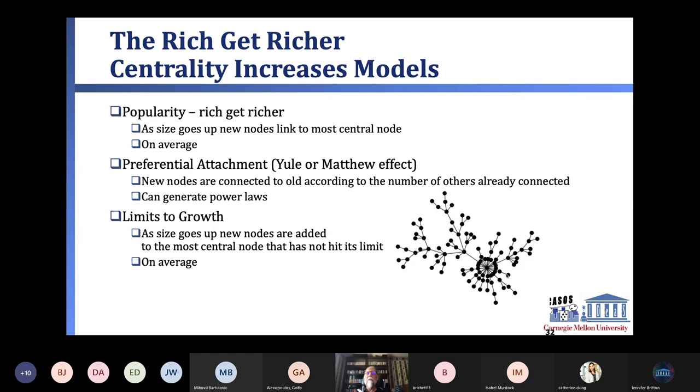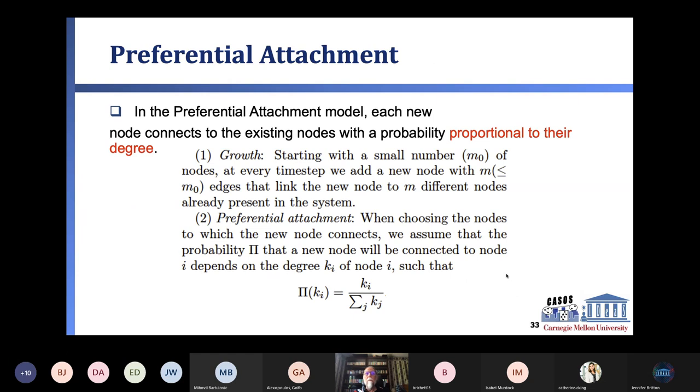Another whole theme for human networks is the rich get richer. And the rich get richer is an interesting model. It basically says when you add a new node, it doesn't just randomly attach onto the existing nodes. It has a higher probability of attaching to a node that already has more attachments. And so this preferential attachment theory, which will give you either the Yule or the Matthew effect, depending on which literature you're looking at, does have some issues. You have to set some limits because eventually the central node will not be able to accept any more nodes. So that changes it a little. But we can just say that probability is proportional to the degree, normalized by all the degrees to make it a probability.